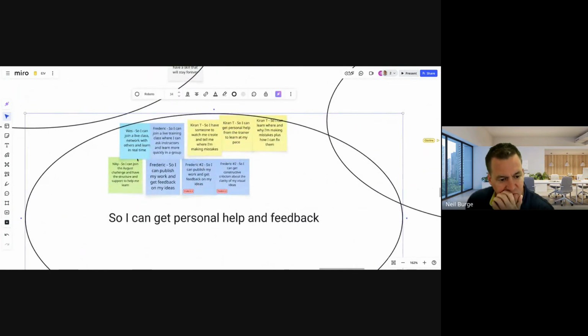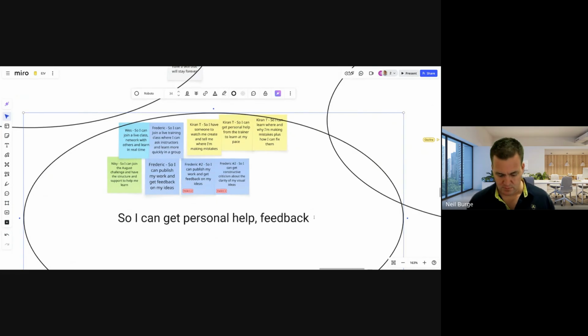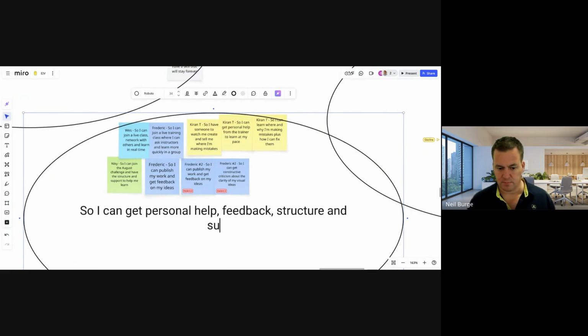There is a network and learn in real time, but if I take that out, structure and support. Feedback and support. Why do they want that? To help me learn.